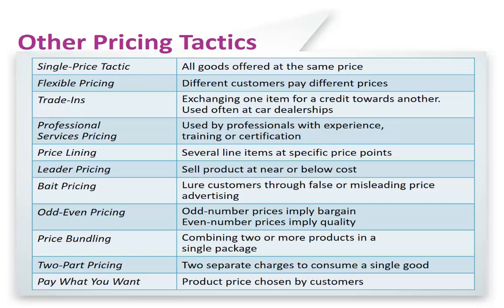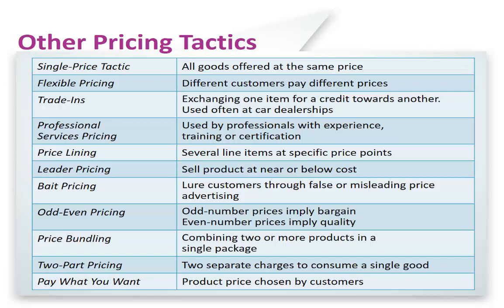Second, flexible pricing. Different customers pay different prices, such as student discount or military discount. Third, trade-ins are exchanging one item for a credit toward another. It is common in the car dealership. Customers sell their own car and get the new car with the credit. Fourth, professional service pricing. Used by professionals with experience, training, or certification.